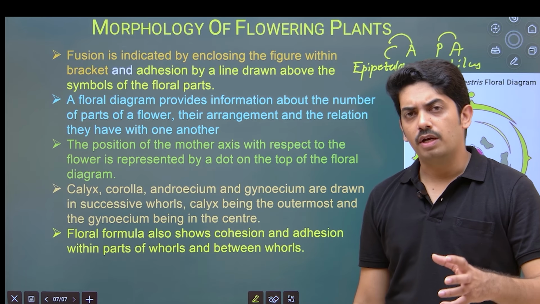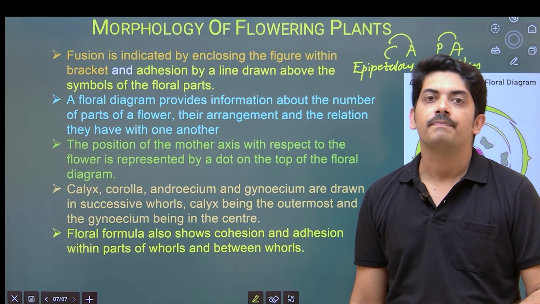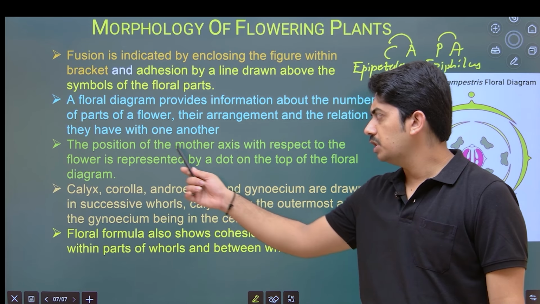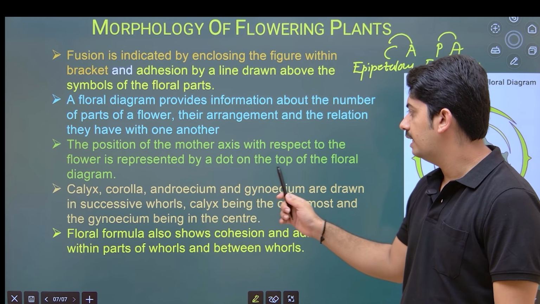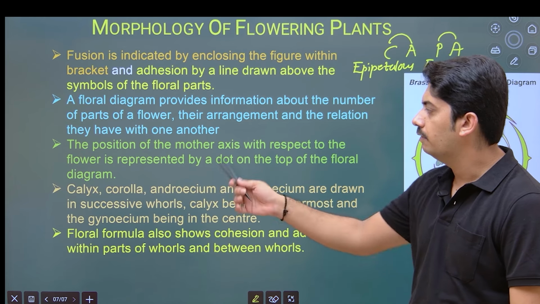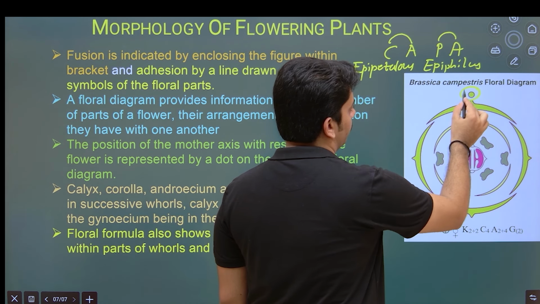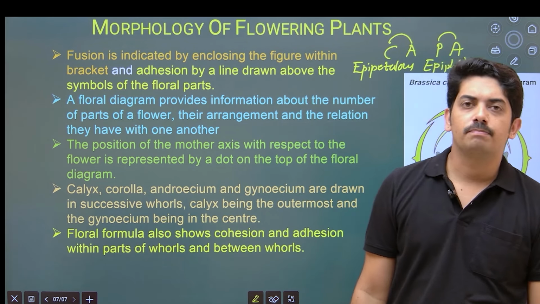So in order to have information about epipetalous condition and cohesions, we require the floral formula and floral diagram. The position of the mother axis with respect to the flower is represented by a dot on the top of the floral diagram. Here you can see the dot above the floral diagram. Why is this so important?